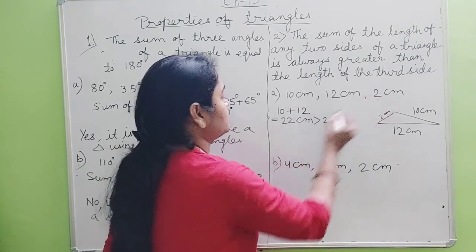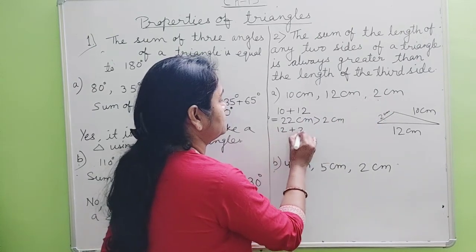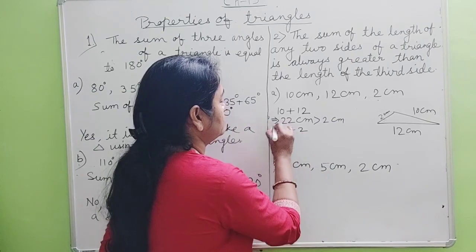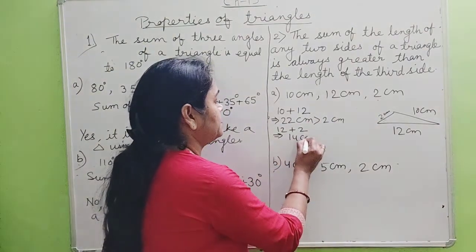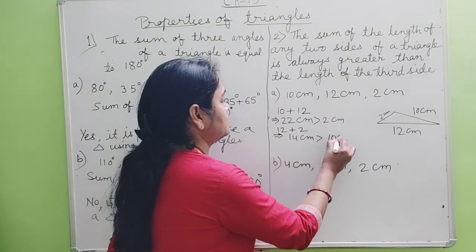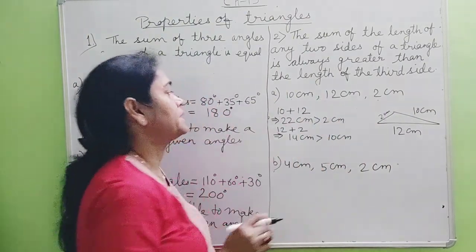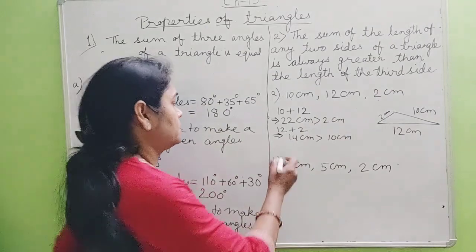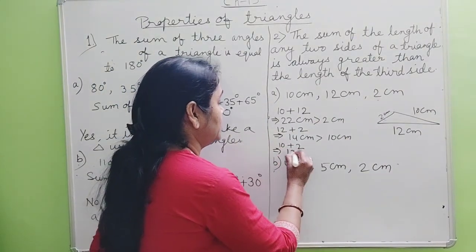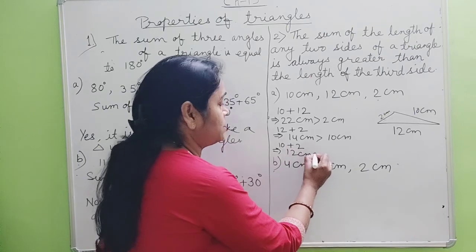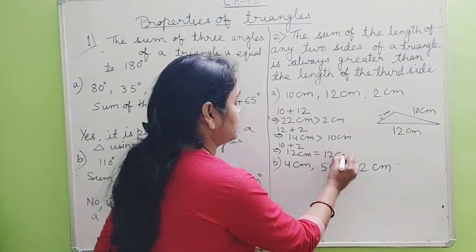Second, we are taking these two. 12 plus 2, what did we get? 14 centimeter. This is also greater than 10 centimeter. Then the third one, 10 plus 2. What is this? 12. Now, 12 centimeter, the sum of two sides, is equal to the third side.